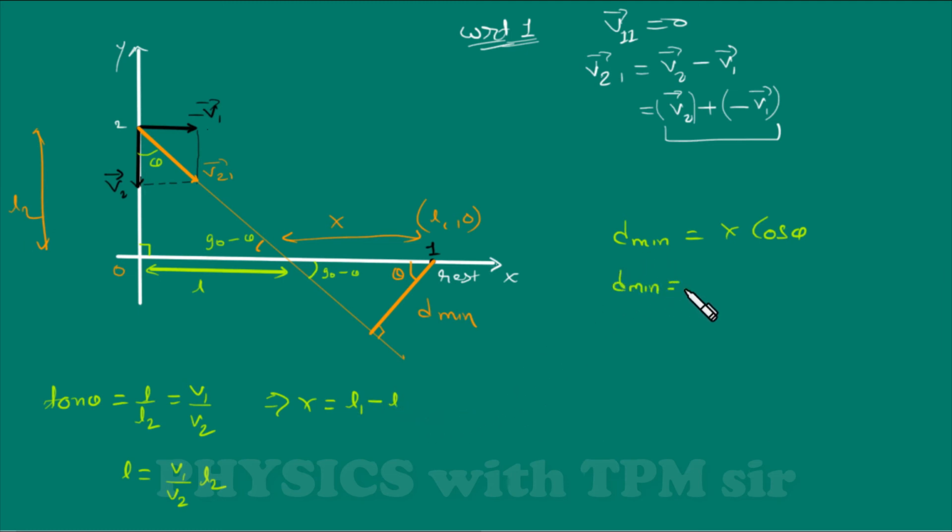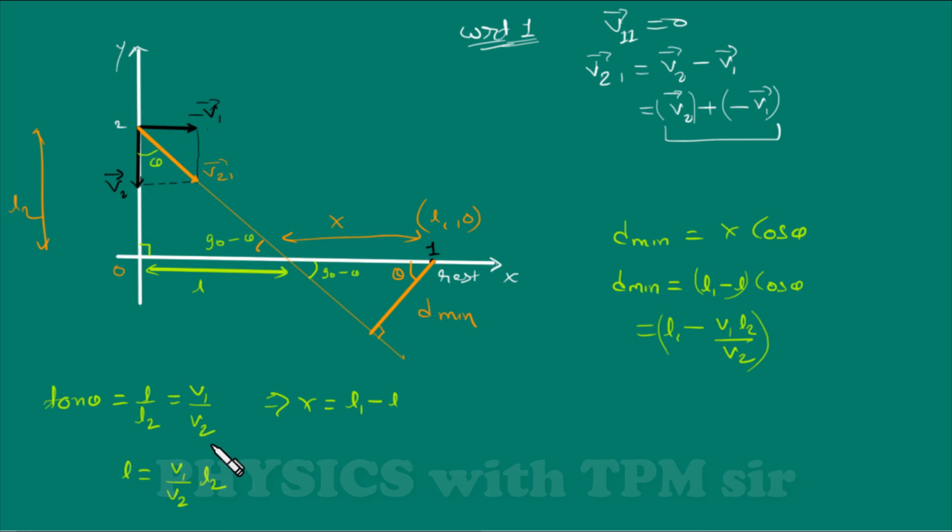d minimum is equal to L1 minus L into cos of theta, and L1, what is L1? L1 minus L, L is we can use this v1 L2 by v2 into cos theta. Now how can we find cos theta? I think we know tan theta is equal to v1 by v2, so cos theta will be base upon hypotenuse. What is base? Base is v2, right?